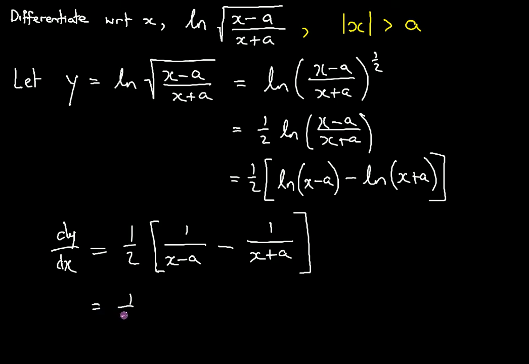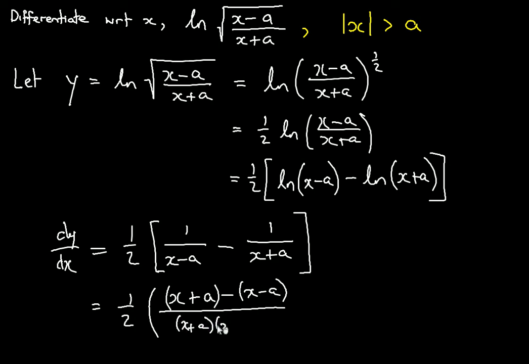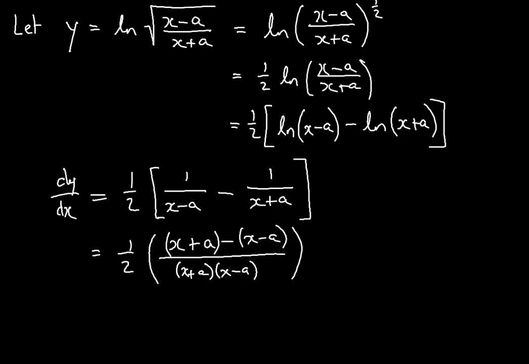Let's put it all into the same denominator now. So if I do that, what do I get? I get (x + a − x − a)... over (x + a)(x − a). So let me just move down a bit.